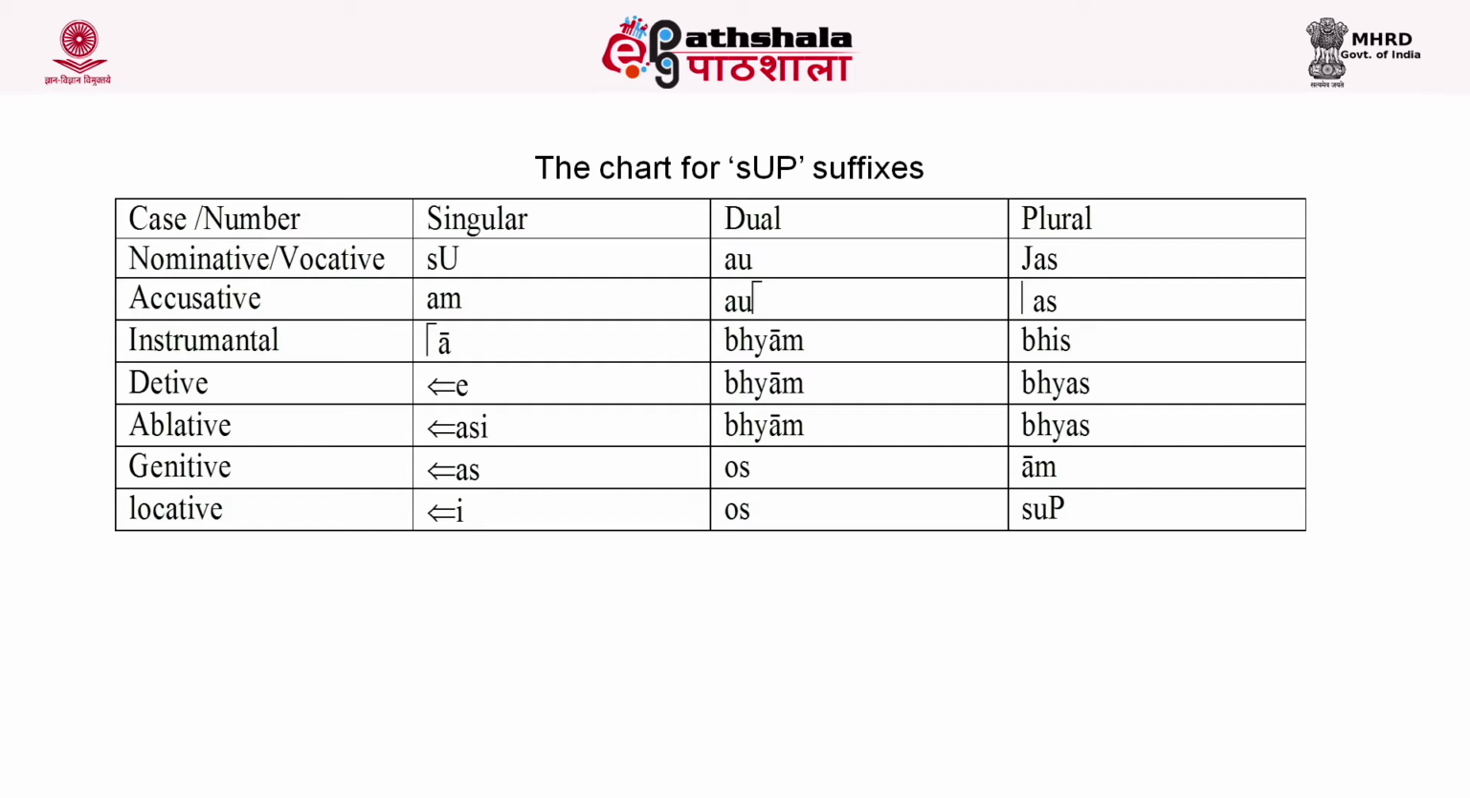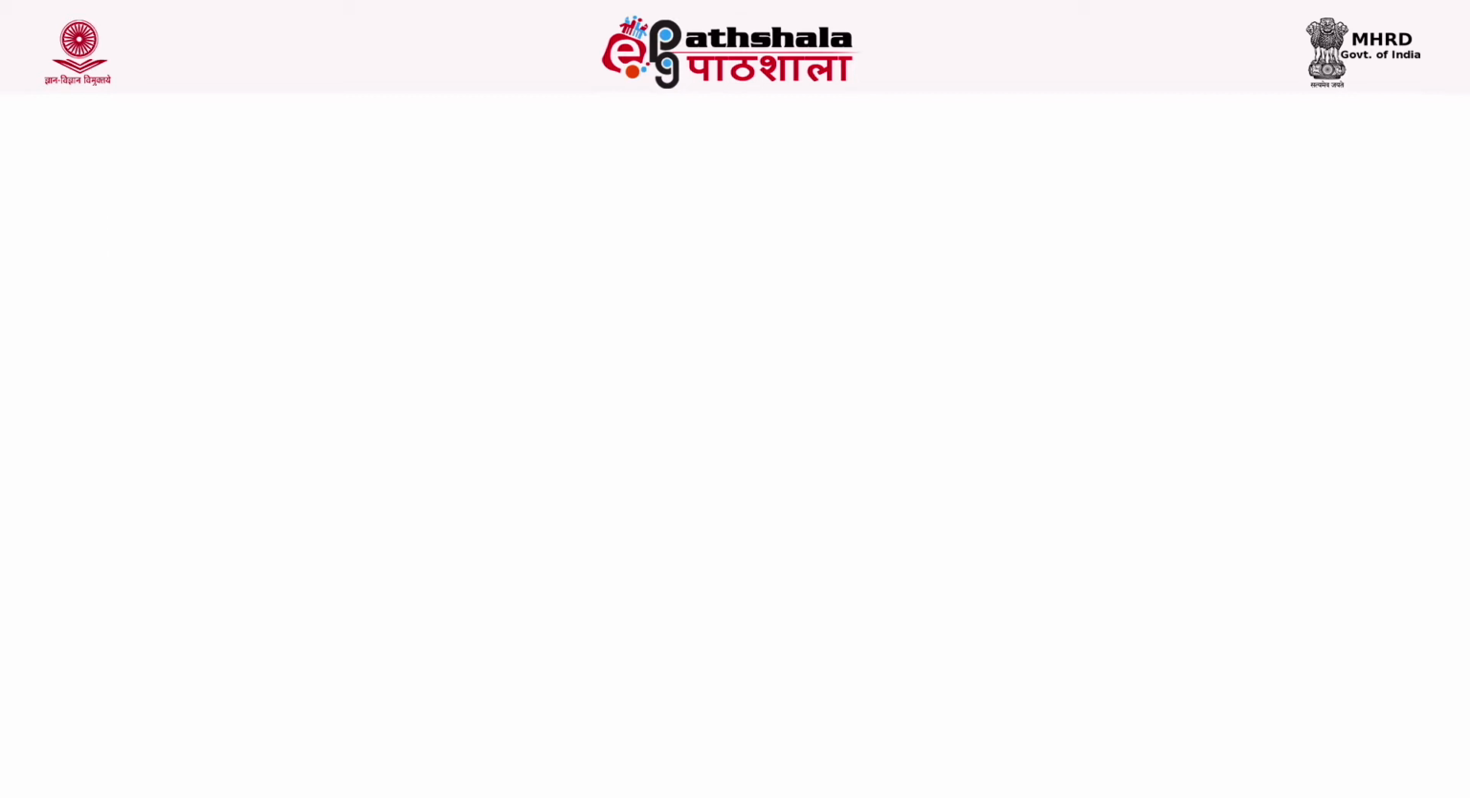The chart below gives the sup suffixes. Nominative and vocative have su, au, jas. Accusative has am, au, shas. Instrumental has ta, bhyam, bhis. Dative has nge, bhyam, bhyas. Ablative has ngasi, bhyam, bhyas. Genitive has ngas, os, am. Locative has ngi, os, sup.